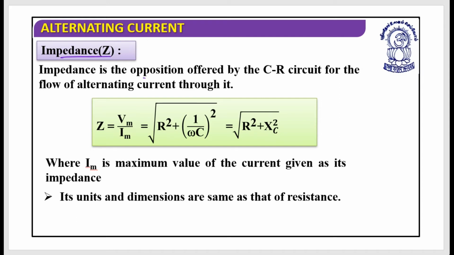Now let's discuss what is impedance. We can say that impedance is the opposition offered by the CR circuit for the flow of alternating current through it.